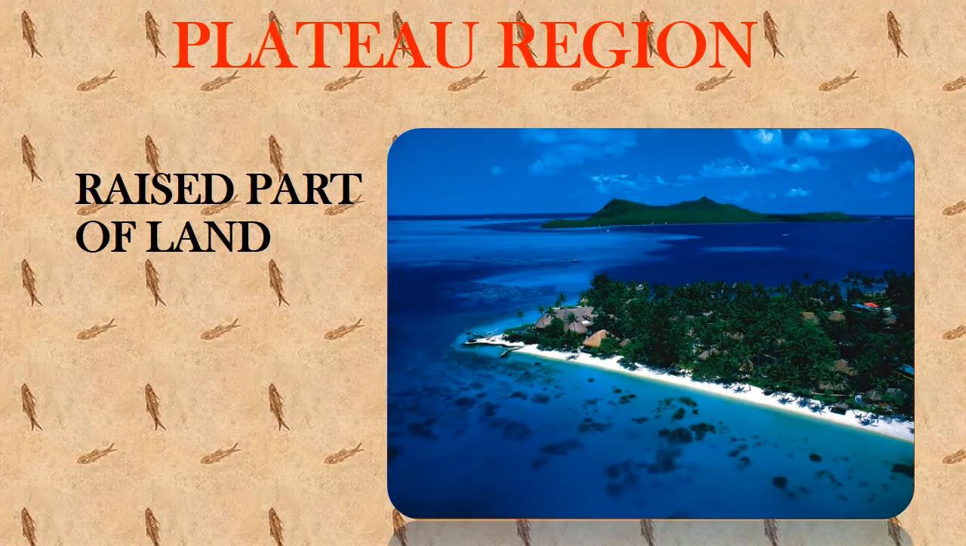Now we come to the topic, the plateau region. What is meant by the plateau region? Can you say? What is a plateau? A plateau is a raised part of land having slopes on other sides, right? Plateau region is otherwise known as tableland. In this plateau region, we have many seasonal rivers such as the Mahanadi, the Godavari, the Krishna, the Kaveri and the Narmada rivers flowing through this plateau region.